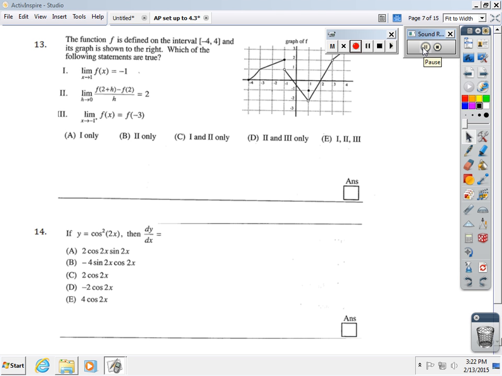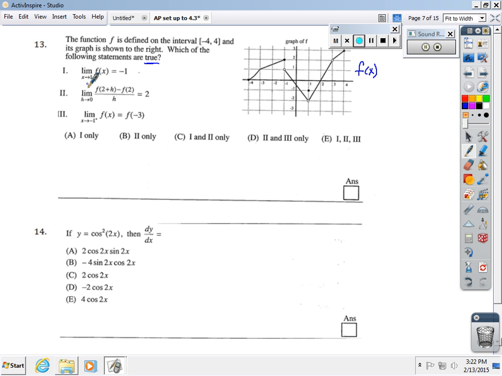Okay, the next set for AP Set 4.3, I'm going to do 13 to just 16, which is the last of the non-calculator questions. Okay, so question number 13. The function f is defined on the interval, and the graph is shown on the right. So this is the graph of f. And again, make sure you pay particular attention to whether it's the graph of the function, its derivative, or second derivative. And they want to know which of the following is going to be true.